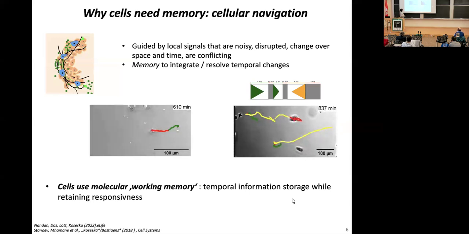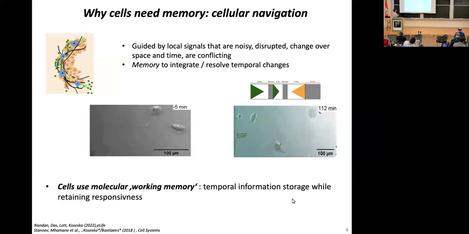And this is a form of working memory that is very comparable to the working memory that you have in a nervous system, because you store information over time, but you remain responsive to other signals. So we argued here that cells also use a form of molecular memory to be able to navigate when the signals in the environment continuously change. And this is important exactly to be able to achieve this balance between robust migration when your environment is changing and noisy, but also be able to flexibly adapt to these changes.